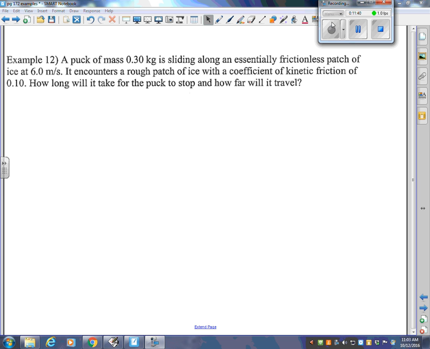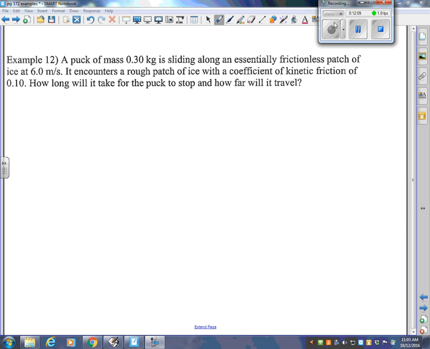Okay. So I'll read the question here. I agree, it's a little bit worded, a little bit weird. You're not quite sure what's going on. A puck of mass 0.3 kilograms is sliding along an essentially frictionless patch of ice at 6 meters per second. It encounters a rough patch of ice, like we all do in life, like I said to these guys over here. We'll slow down a little bit. But the coefficient of kinetic friction is 0.1. How long will it take for the puck to stop, and how far will it travel?